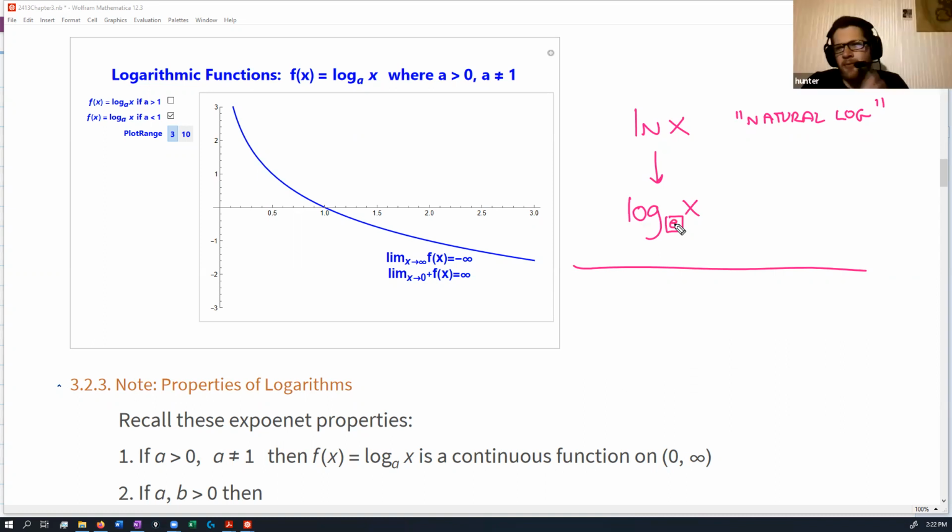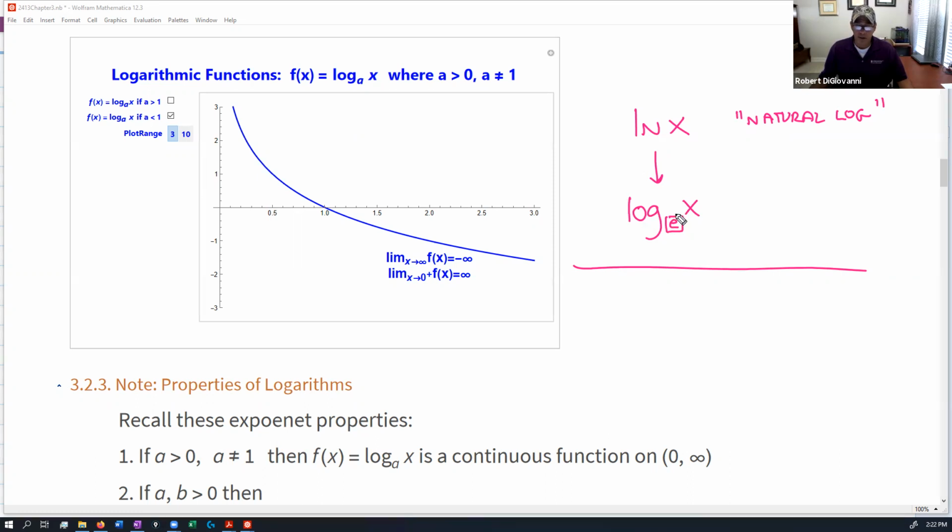Well, real fast, what was E again? Wasn't it like a pi-like number? It's an irrational number with a horrifically long decimal. Yep, it's an irrational number. I'm actually going to talk to you about it in just a minute if I have time. I think I will. So the natural log function is just a log function base E.